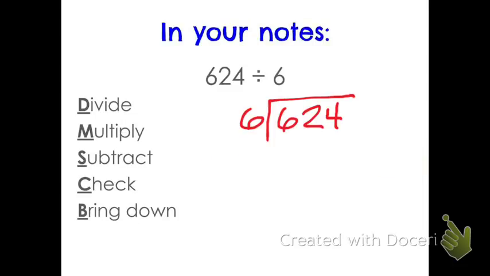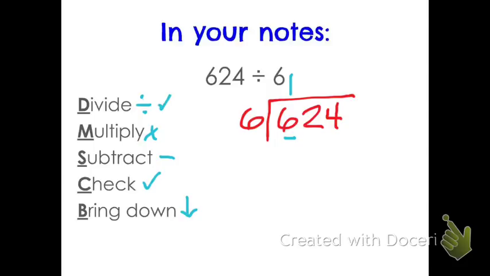Go ahead and write down this problem in your notes. Since you've already written down your steps, you don't have to write them again. But if you feel like it would help you to write them again, please do. That is up to you. So we're going to go step by step. In this first one, I'm asking myself how many times 6 goes into just the first place value, which was a 6. 6 goes into 6 1 time.